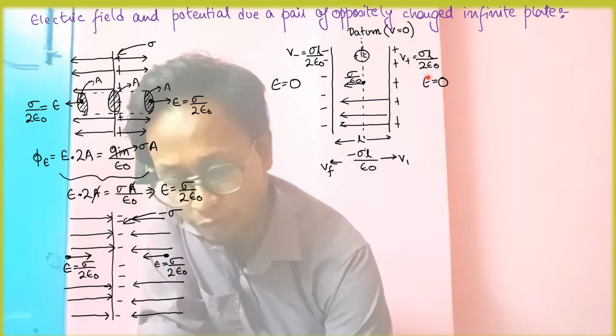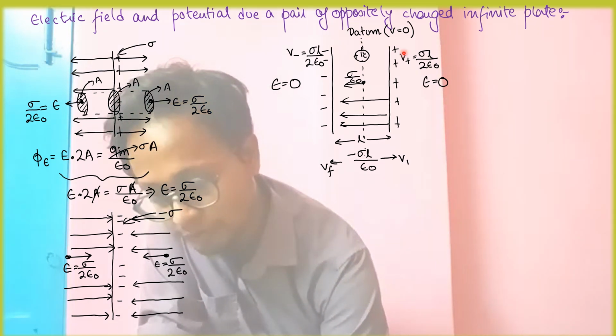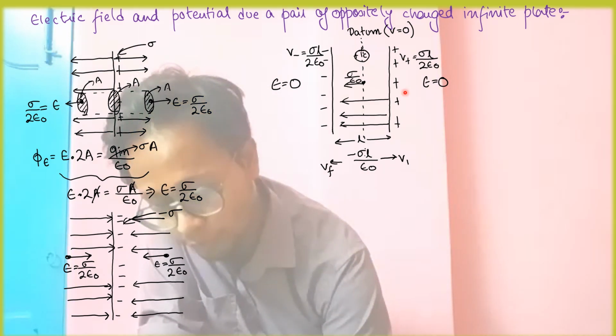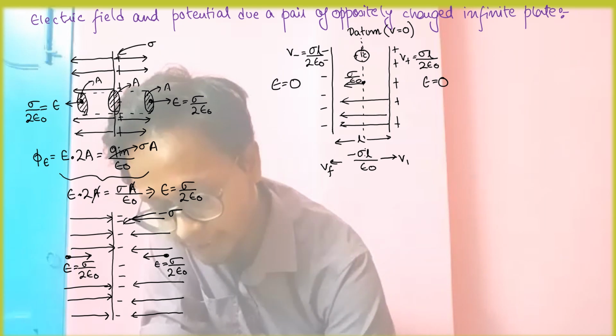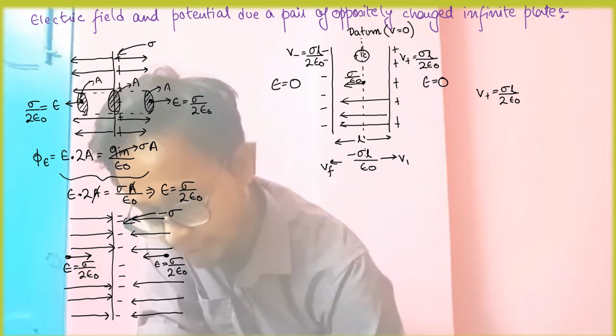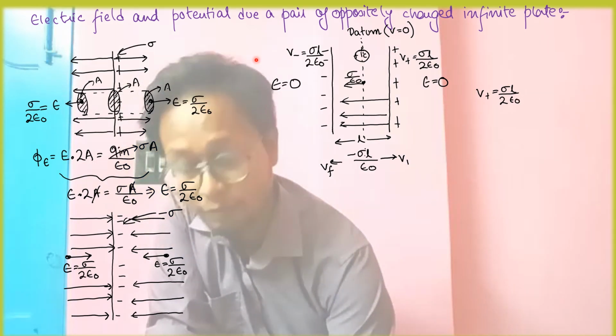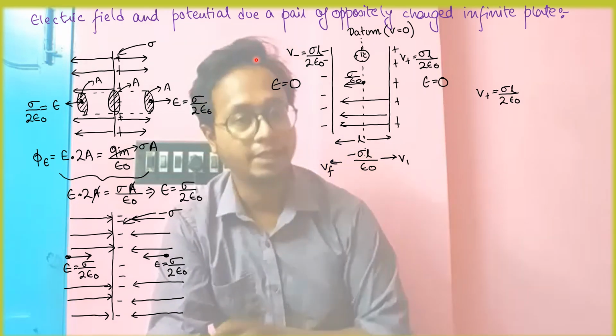So if the change in potential energy would not be there, then the potential at this point is equal to the potential at this point. So the potential at any point outside the plate is also given by V plus is equal to sigma L by 2 epsilon naught. Why? Because since there is no electric field, since there is no electrostatic force, there will be no change in potential energy.